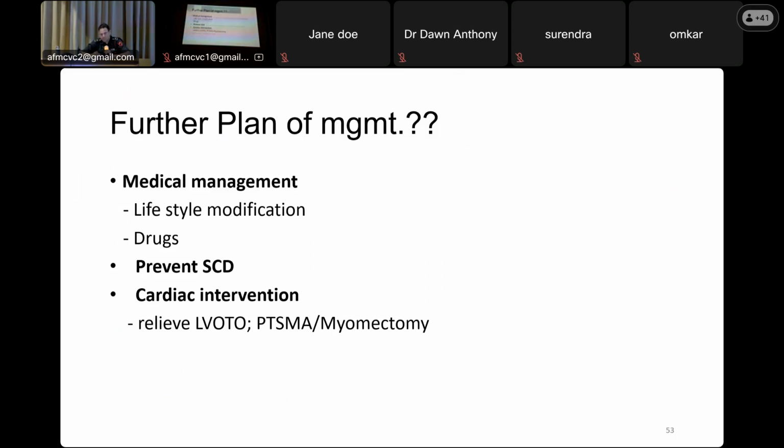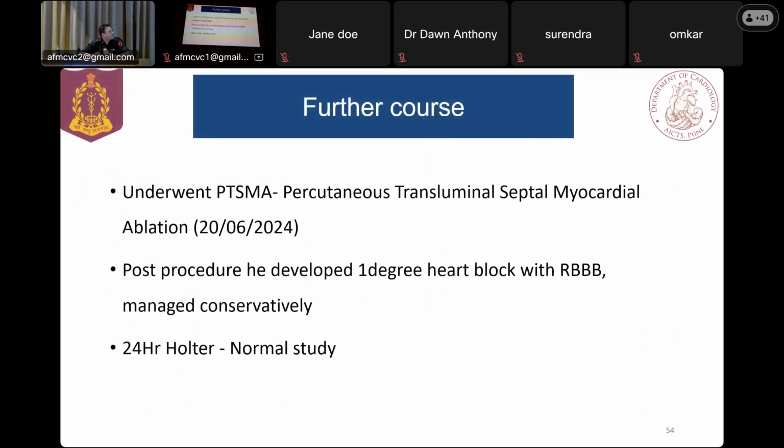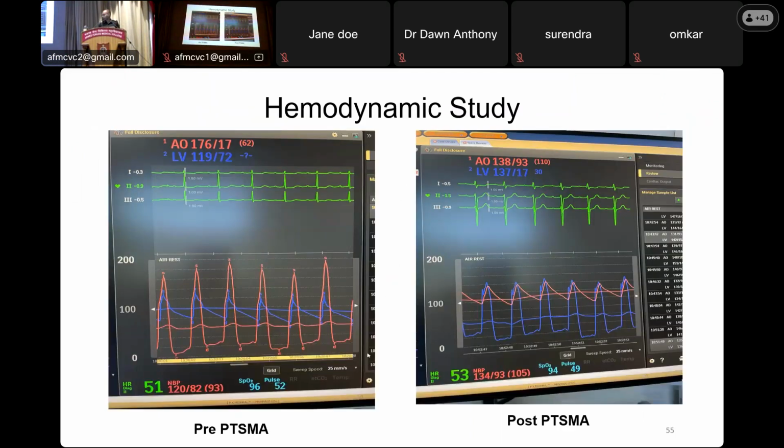Next, please. My patient underwent percutaneous transluminal septal myocardial ablation on the 20th of June. Post-procedure, he developed first-degree heart block with right bundle branch block, which was managed conservatively, and a repeat 24-hour Holter revealed a normal study. So we did PTSMA, alcohol ablation of the septum, and this was during the procedure.